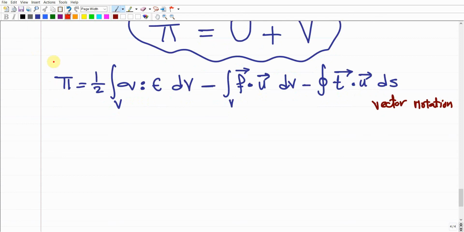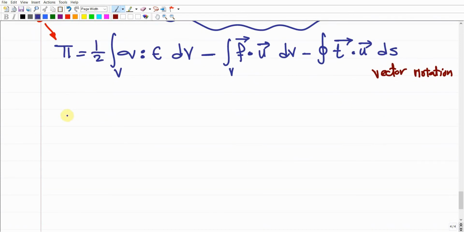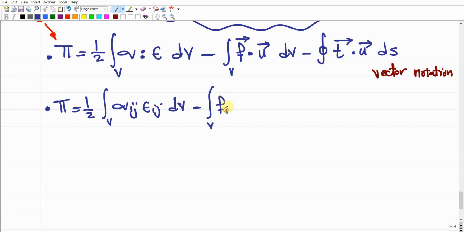Remember again that this is a scalar quantity. Again, how can we write this total potential energy in the index notation? It is going to be 1 over 2 the integration over the volume of sigma ij epsilon ij dV, negative the integration over the volume of fi ui dV, plus negative the integration over the surface of ti ui dS. This is going to give us the total potential energy in the index notation.